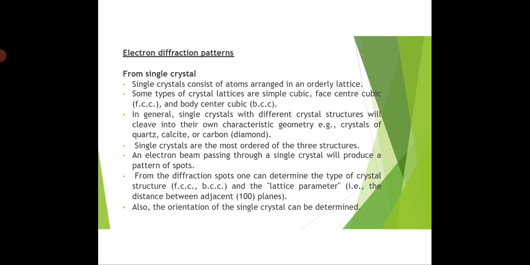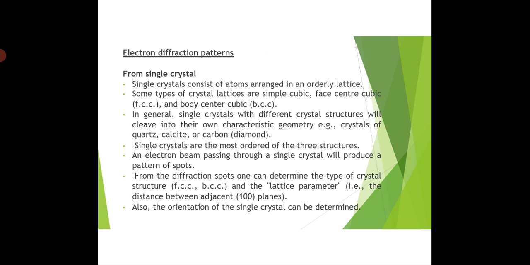Electron diffraction pattern from a single crystal. A single crystal consists of atoms arranged in an orderly lattice. Some types of crystal lattice are simple cubic, face centered cubic, abbreviated as FCC, and body centered cubic, abbreviated as BCC. In general, single crystals with different crystal structures will cleave into their own characteristic geometry. Crystals of quartz, calcite, or carbon all have different geometry.